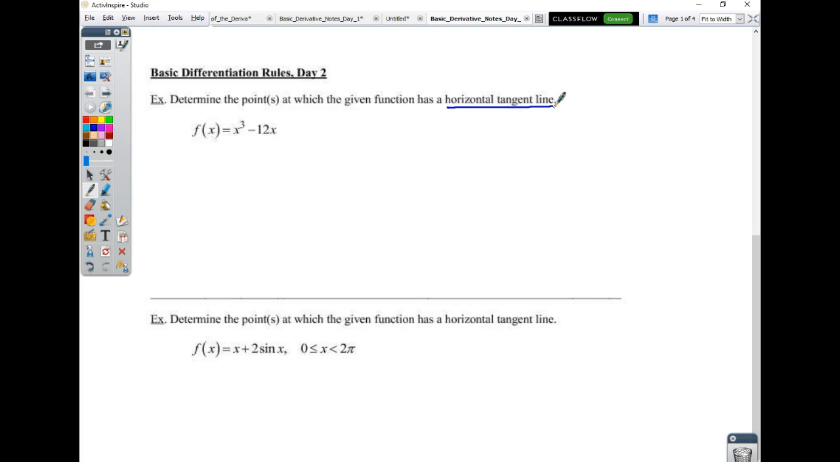Horizontal tangent line, okay? Horizontal tangent line. You hear horizontal line, you think slope is 0. So this says slope of the tan line equals 0. Or, what's another way of saying slope of a tangent line? Derivative. F prime of x has to equal 0. Well, to find out when f prime of x equals 0, I should probably find f prime of x. What do we got?